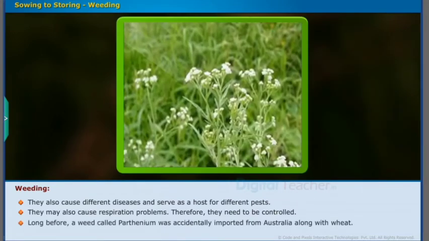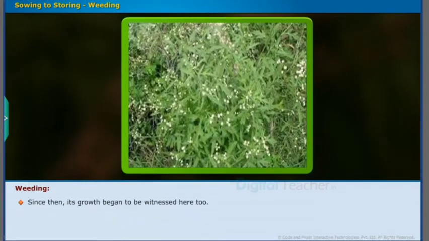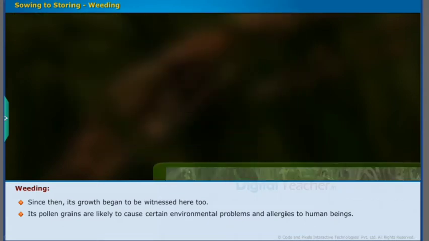Long before, a weed called Parthenium was accidentally imported from Australia along with wheat. Since then, its growth began to be witnessed here too. Its pollen grains are likely to cause certain environmental problems and allergies to human beings.